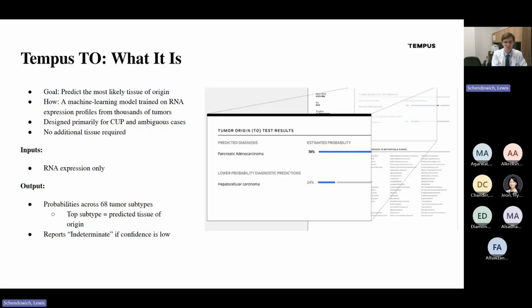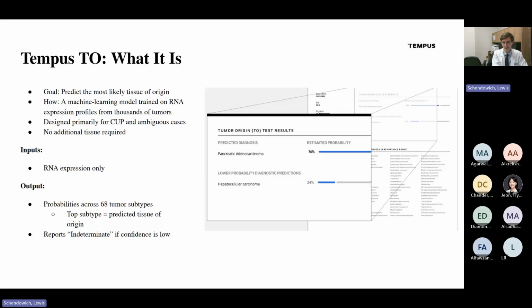It's a machine learning model based on RNA expression profiles of thousands of tumors. It's designed primarily for cancer of unknown primary, but it's also made for ambiguous cases. There's no specific extra tissue that is required for this type of testing. The input is just RNA expression. That's the only thing that it's run on. The output is a probability across 68 tumor subtypes, and it gives you the top subtype. It's predictive tissue of origin.